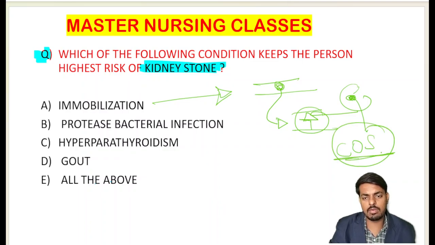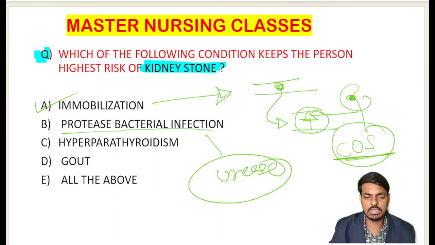So this is the most common kidney stone, which arises due to immobilization of the patient, or a patient who is prolonged bedridden and staying in the ICU. There is also the highest risk of calcium oxalate stone. So immobilization keeps the person at the greatest risk of kidney stone. And option B is Proteus bacterial infection. As I told you, Proteus bacteria has an enzyme, the urease enzyme.